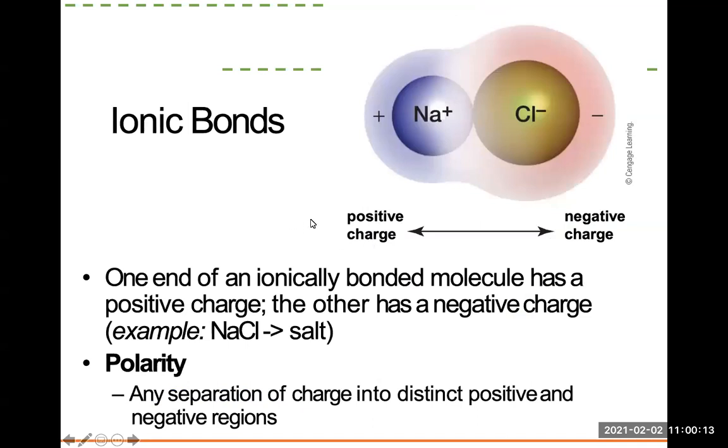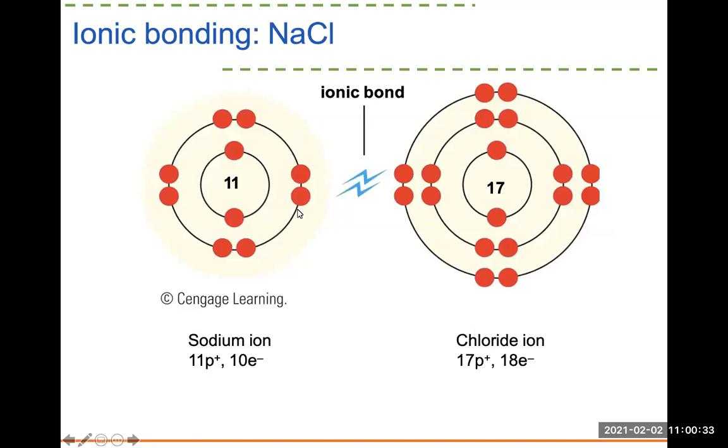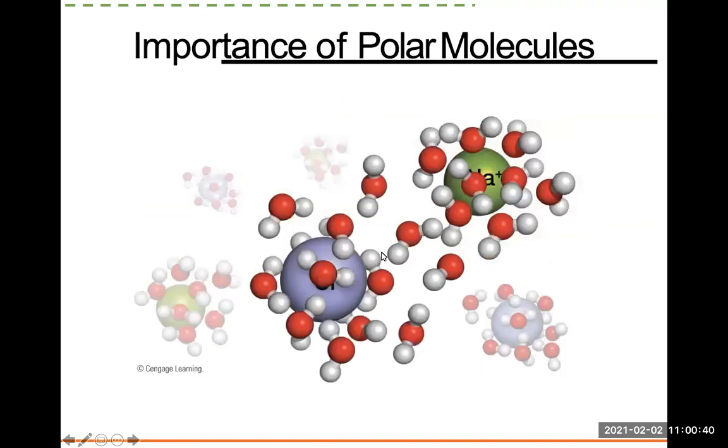Polar bonds are slightly positively charged and slightly negatively charged. So polarity is any separation in charges: one end is positively charged, the other is negatively charged. They're attracted to each other. There's a strong attraction, so it's a strong bond, and that's an ionic bond. This is another way to draw it. So this is sodium, this is chloride, and they form an ionic bond. Here, this is showing sodium, this is showing chloride.